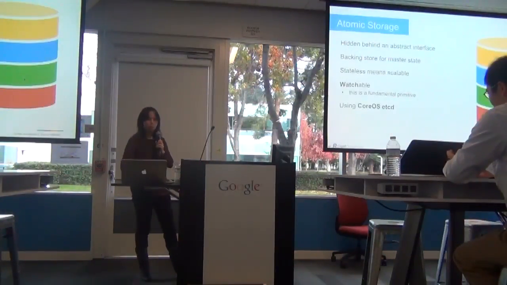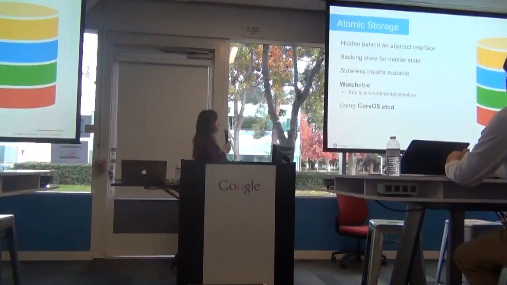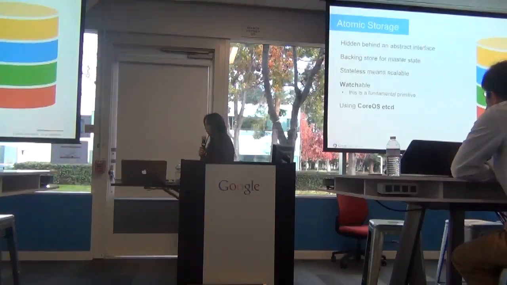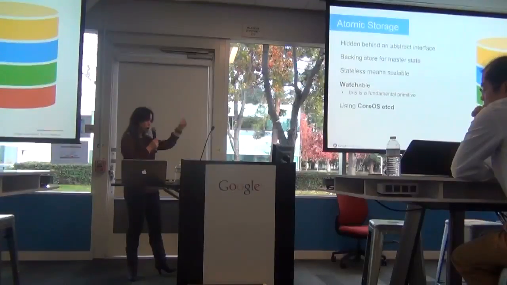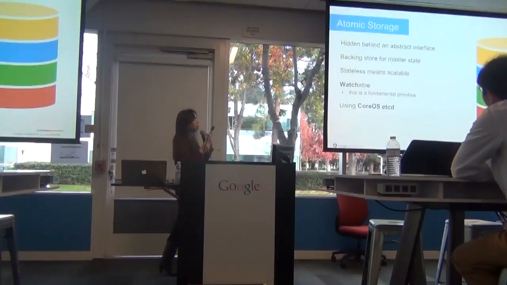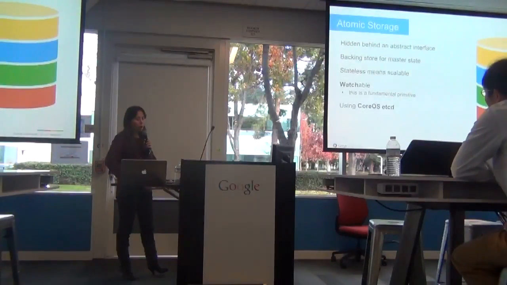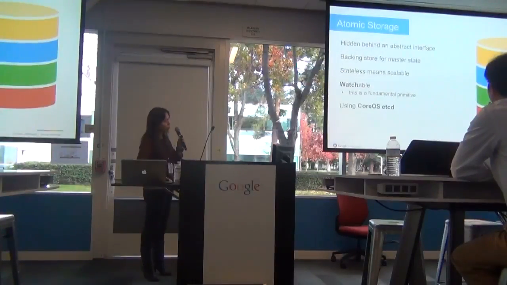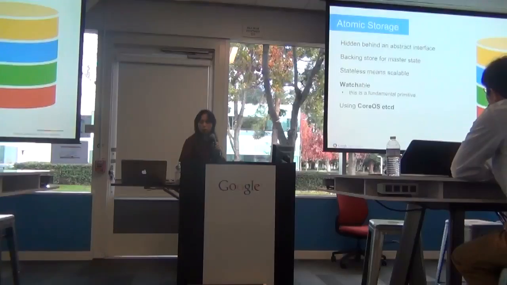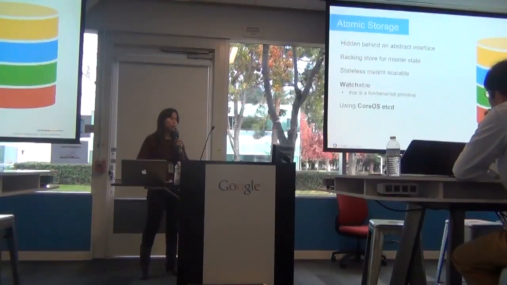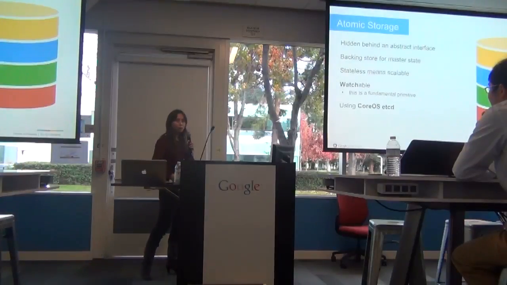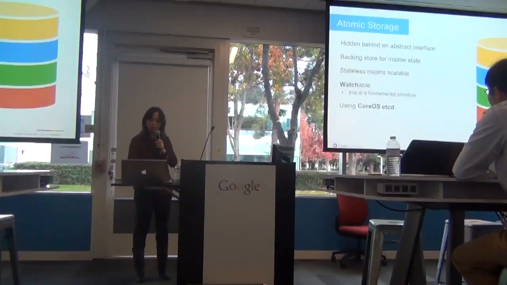But to really achieve that, you need atomic storage. Atomic storage helps us separate the state from your control loop and from your service, so you can be stateless and thereby achieve scalability. For distributed computing, this is really powerful. For this storage we also have the watchable API. Currently we are using etcd as our atomic storage. Many people at Google know Chubby; actually, etcd is inspired by the Chubby paper. So I think a lot of people are familiar with this.